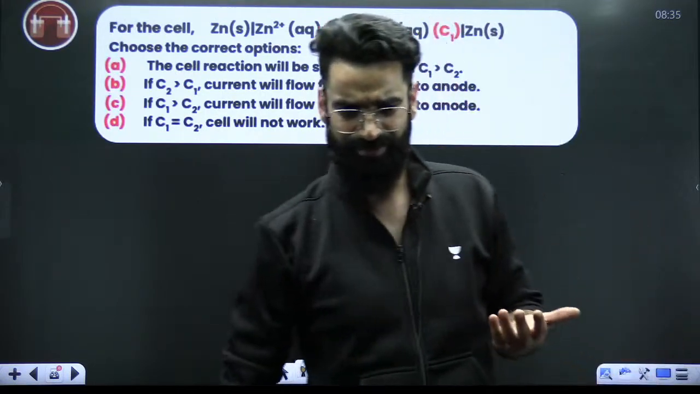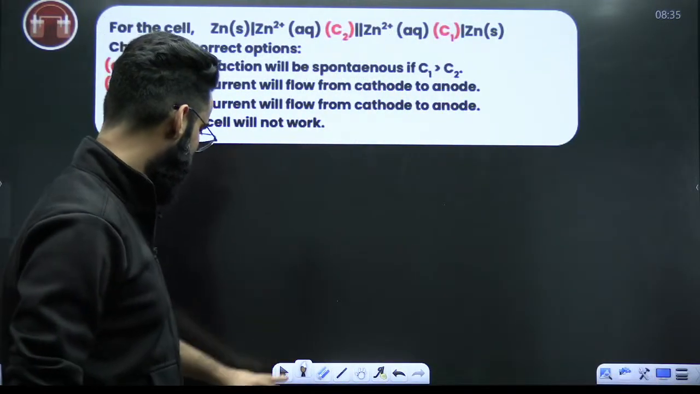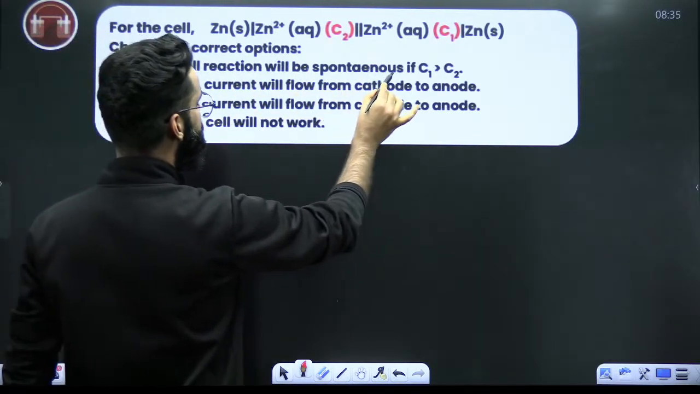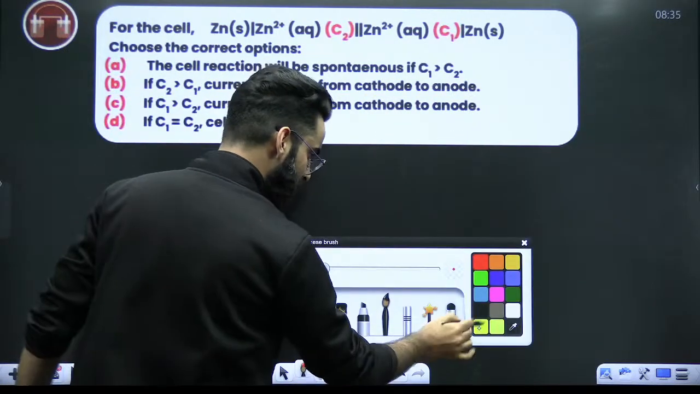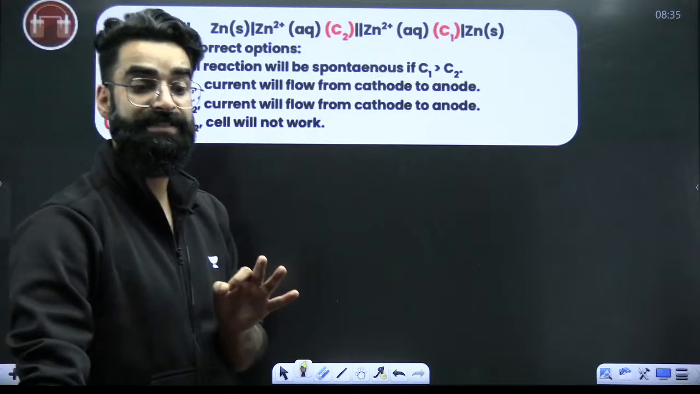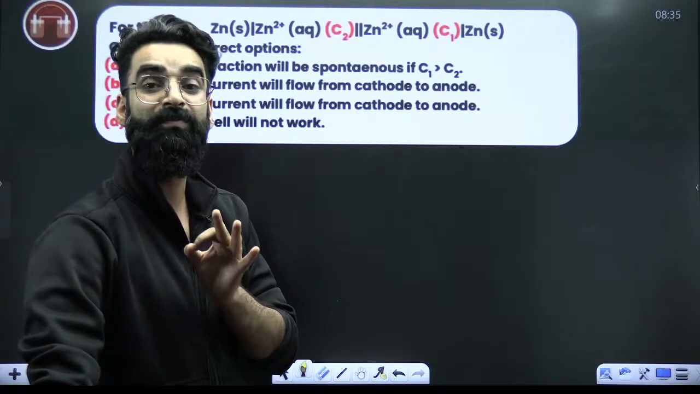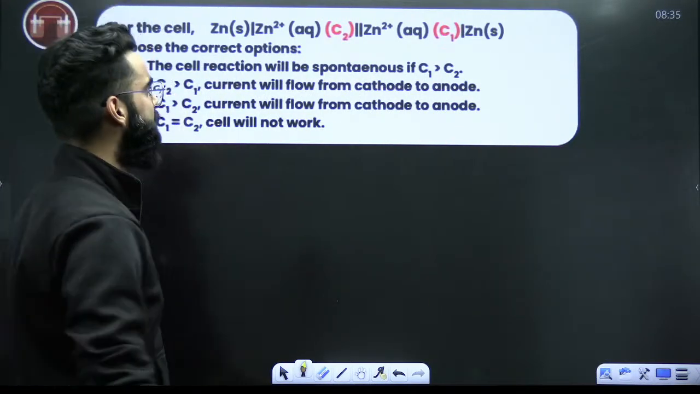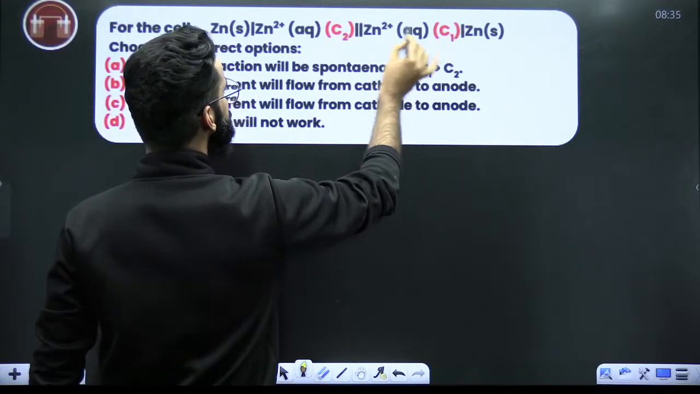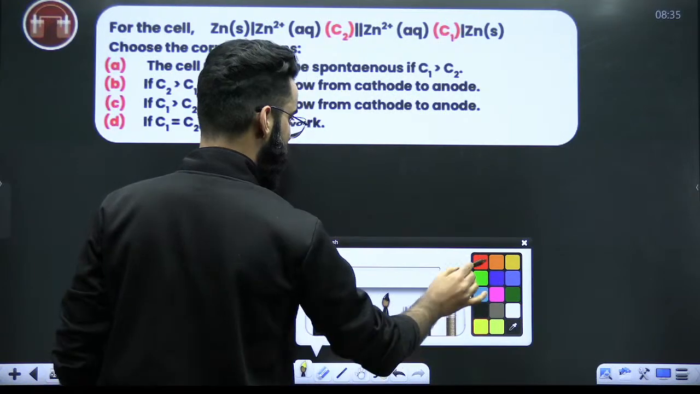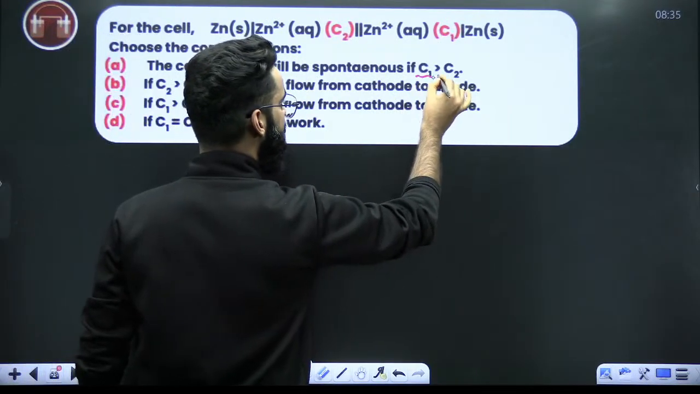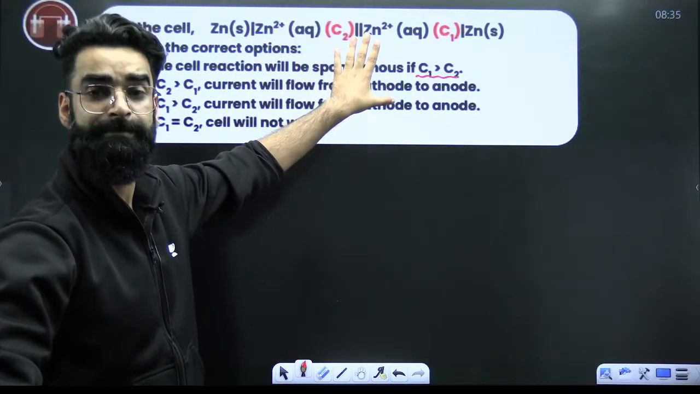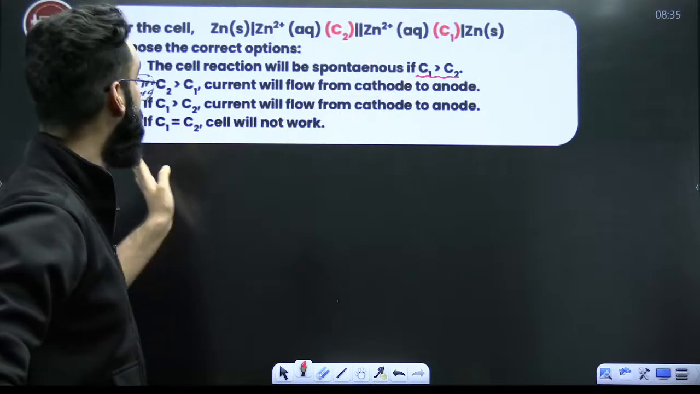Now, this particular cell, few minutes back only we have discussed this in detail. Now, look at the options carefully. Choose the correct option. The cell reaction will be spontaneous if C1 is greater than C2. Now, a few minutes back only I told you, for the electrolytic concentration cell involving metal ion electrodes to be working like a normal galvanic cell, the concentration of electrolyte in cathode should be greater than that of anode. What is the concentration of electrolyte in cathode? It is C1, right? So C1 value should be greater than C2. Then only this particular cell will behave like a normal galvanic cell in which the direction of current will be from cathode to anode, right?